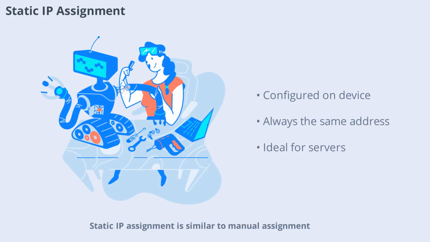Static IP assignment is similar to manual assignment but is usually configured on the device itself. This ensures the device always has the same address, which is important for servers, network printers, and other critical equipment. Static addresses make it easier to manage and access these devices remotely.